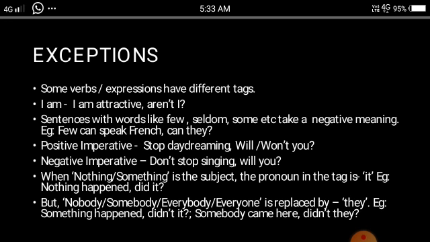Now, sentences with words like few, seldom, hardly are all considered negative. For example, few can speak French. Can they? Now, few is considered to be a negative form, and that is why you are going to use a positive question tag. Okay.